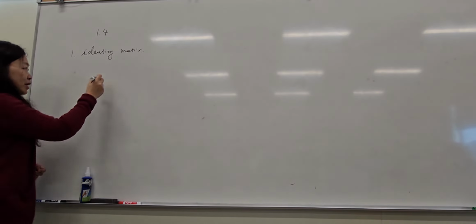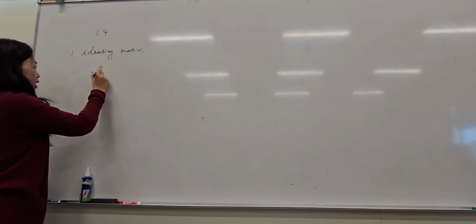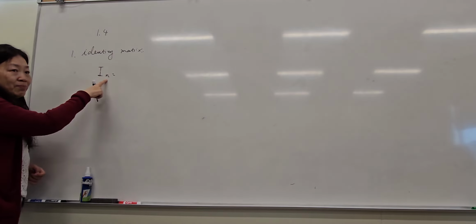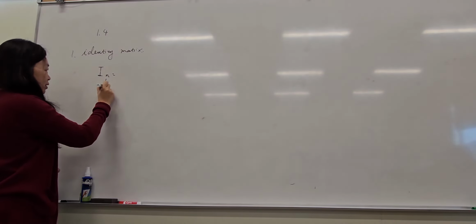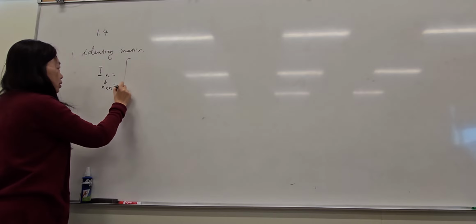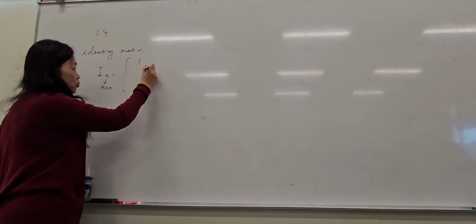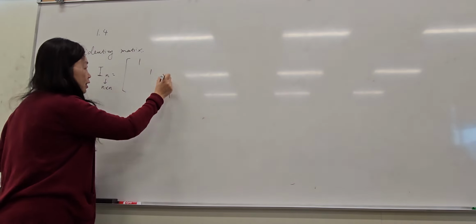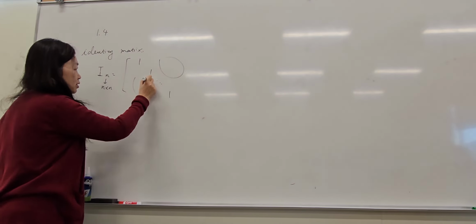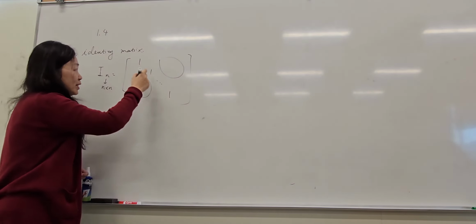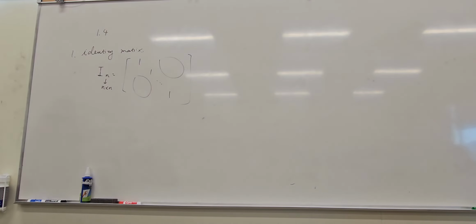Identity matrix basically looks like this. Okay, n means n by n. And basically the main diagonal has to be 1. This is 1, 1, and 1, and then the rest are going to be 0. Except the main diagonal is 1, the rest is going to be 0. This is called the identity matrix.